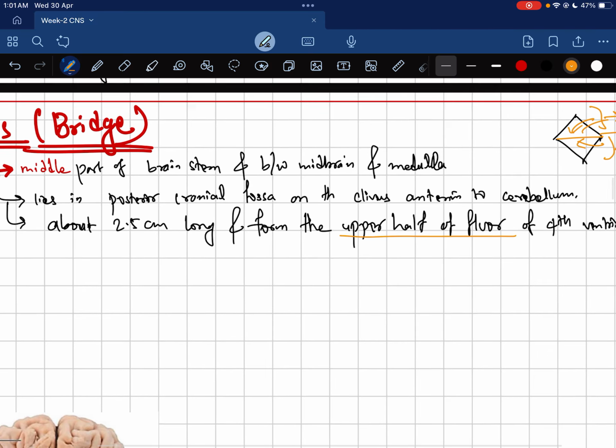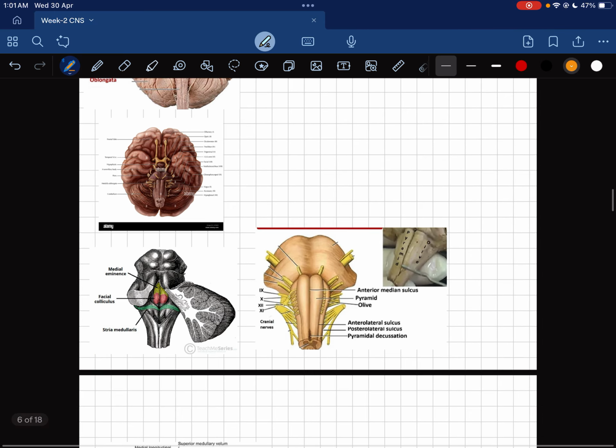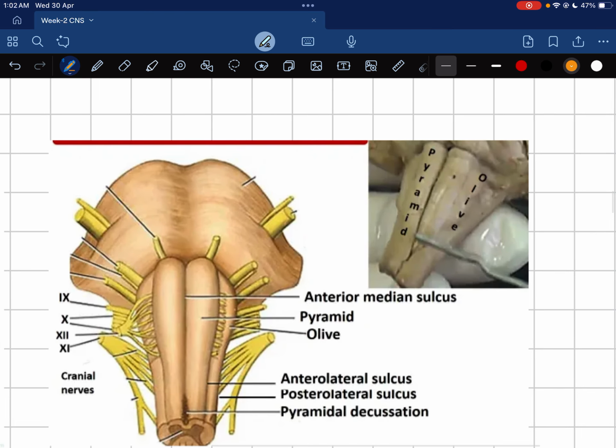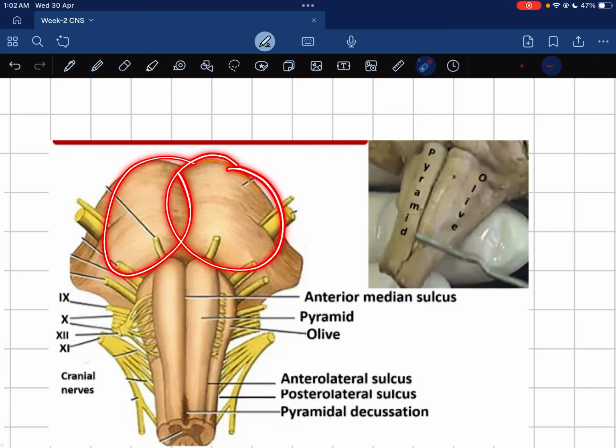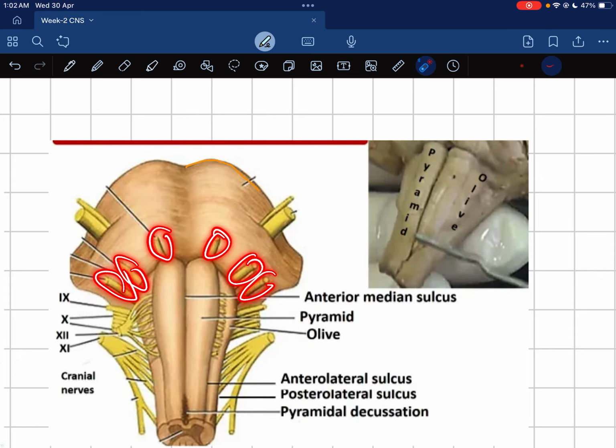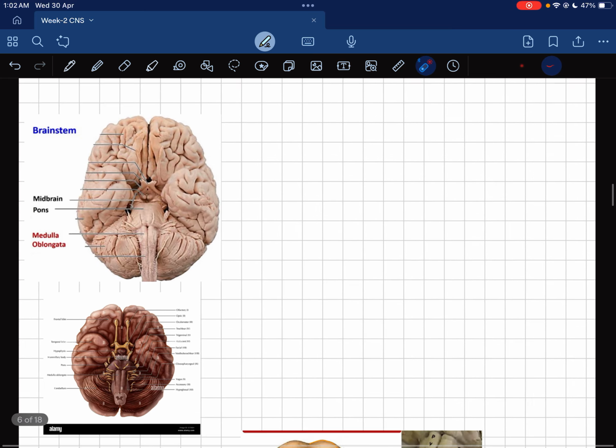And when we look at this image, this is the pons, and this fiber is connecting with the cerebellum, and this junction is called the pontomedullary junction. There are some nerves that emerge from this pontomedullary junction. We will discuss them further.